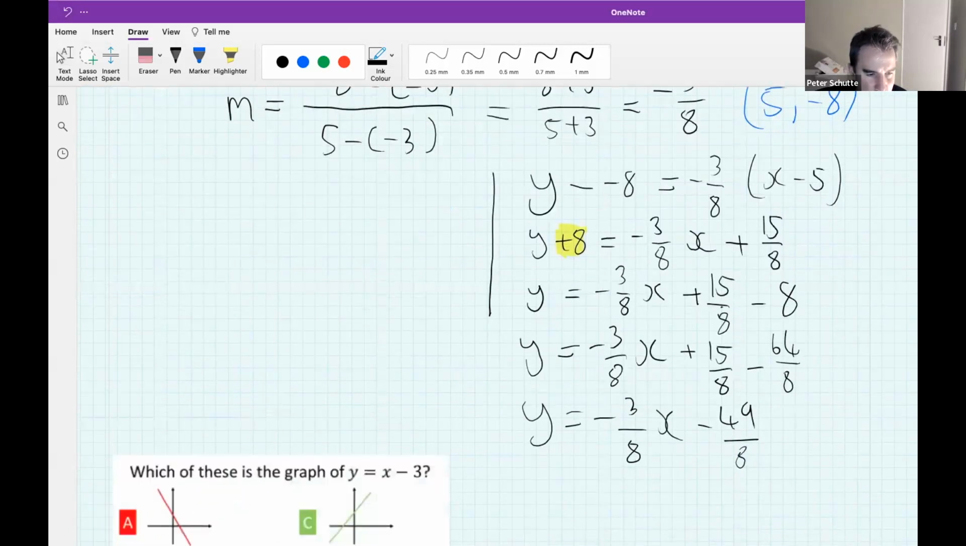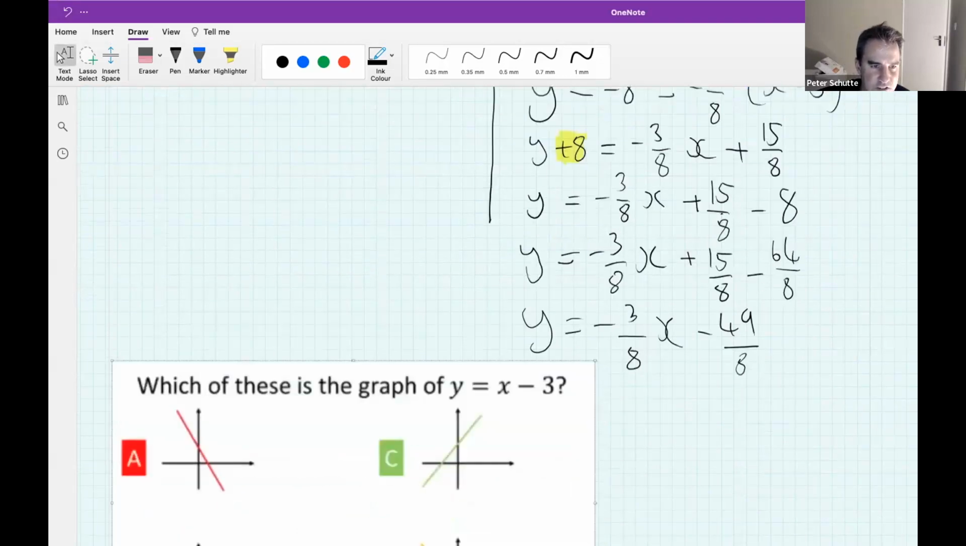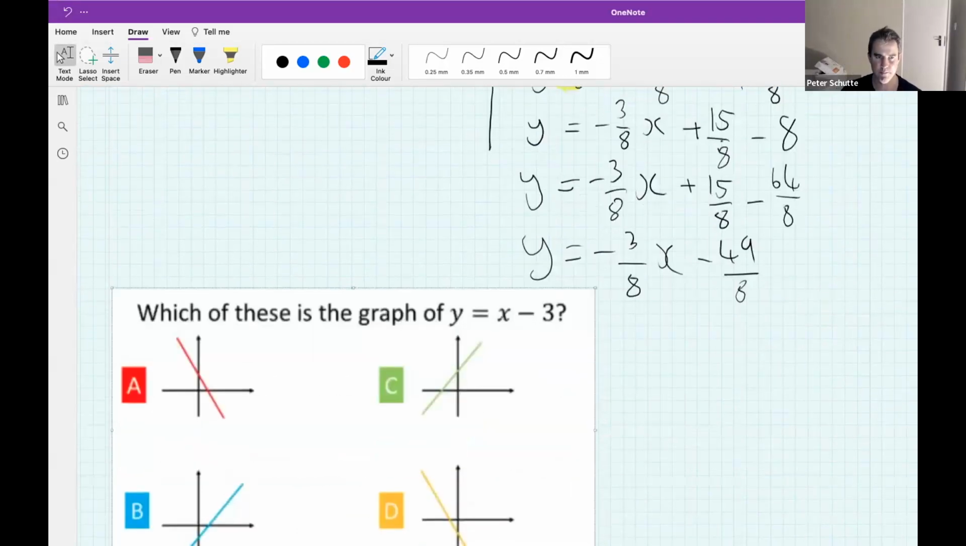So which of these graphs is y equals x minus 3? Is it A, B, C, or D? This is sort of using common sense about straight lines. Which option do you think it is? Who would like to share their thinking? This is where I'd love to hear a student, like, how did you think about this question? Because it's a different type of question. And I love it that I see different answers in the chat, which means someone has to explain their thinking.